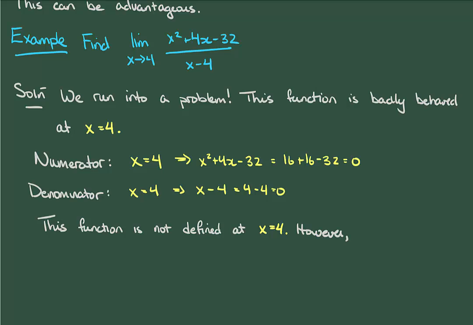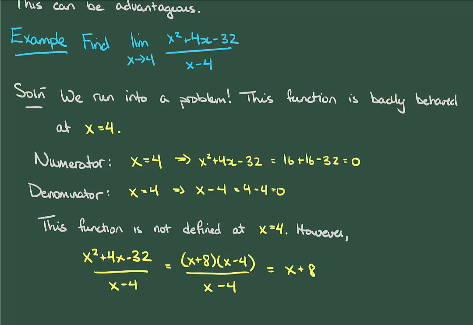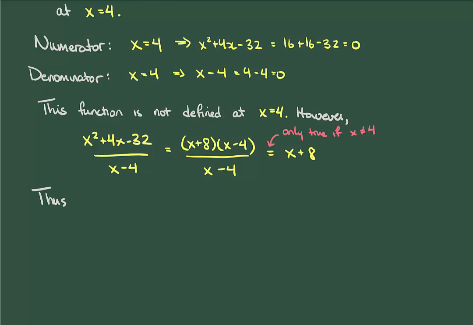However, if we factor the numerator into two linear terms, one of these will cancel the linear term in the denominator, giving us a form which is much simpler and is well behaved near x equals 4. But I have to emphasize that this last equal sign is only true because we've said that x can't be equal to negative 4. All right, so if we throw this back into our limit expression, we can work it out. And doing this gives us 12.